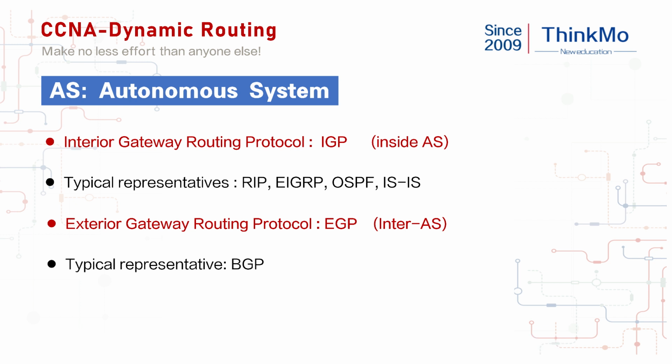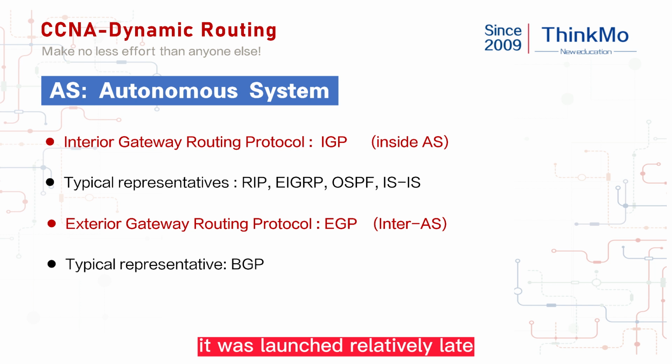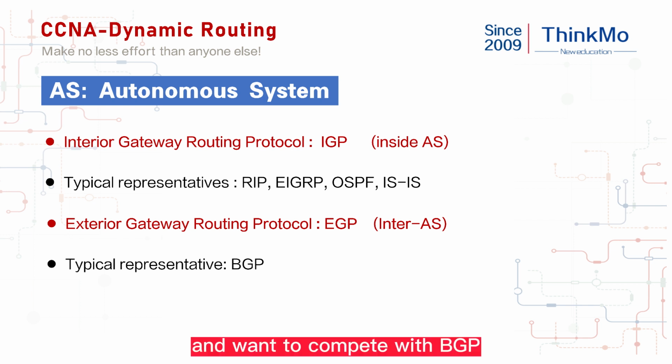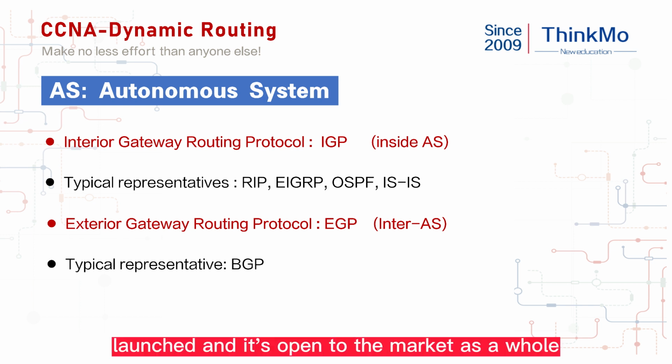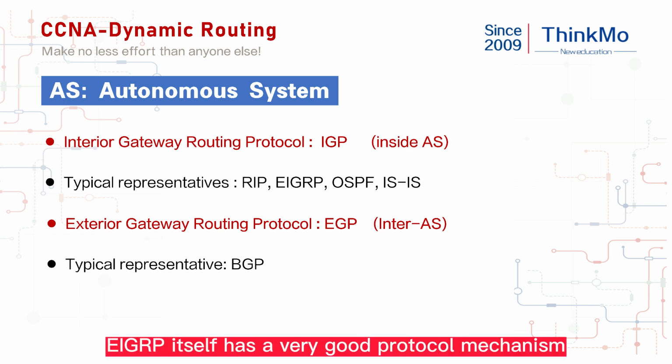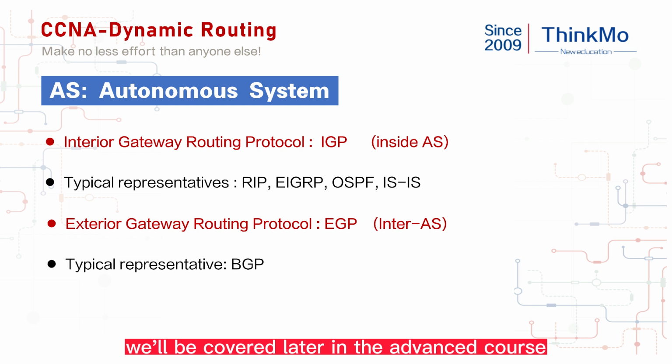For EIGRP, first, it was launched relatively late. Second, it was opened relatively late. That is, it can run both within an AS and between ASs, and it wanted to compete with BGP. But unfortunately, when it was launched and opened to the market as a whole, the market had long been occupied by BGP. So EIGRP is sorry. Many functions have been developed, but in the end it was not put into use. EIGRP itself has a very good protocol mechanism. It will be covered later in the advanced course to make it easy for everyone to understand.